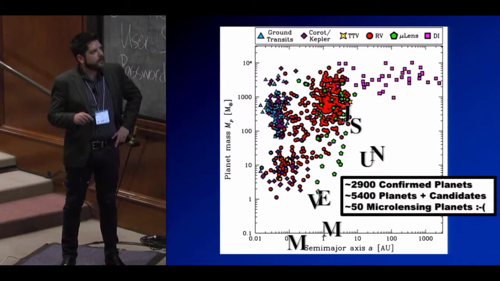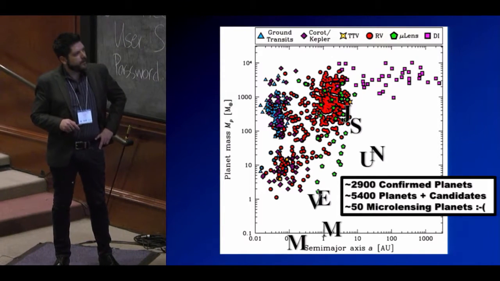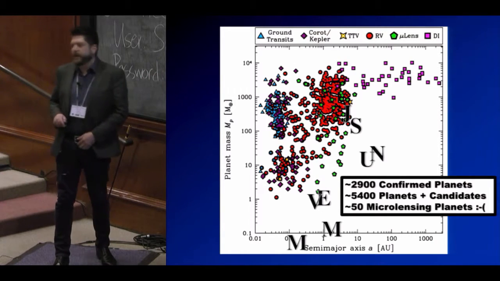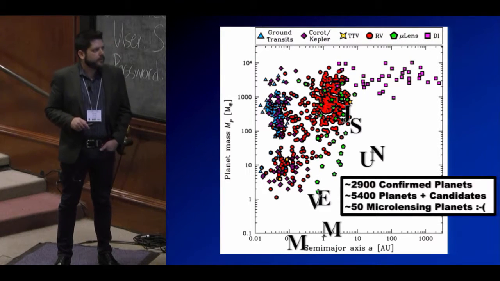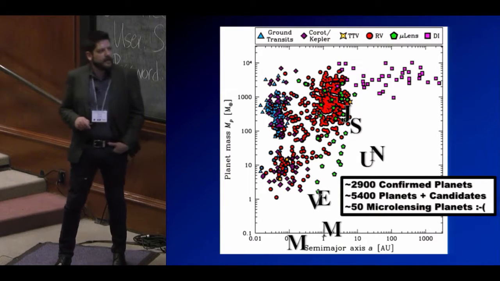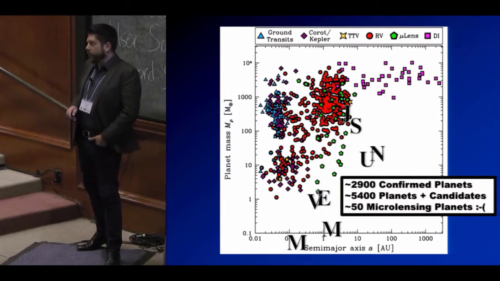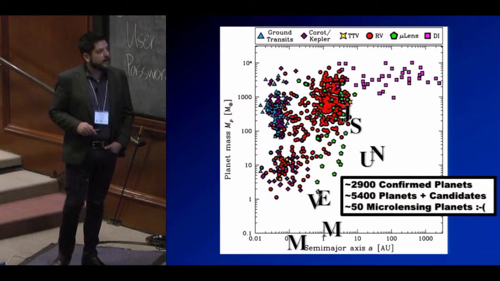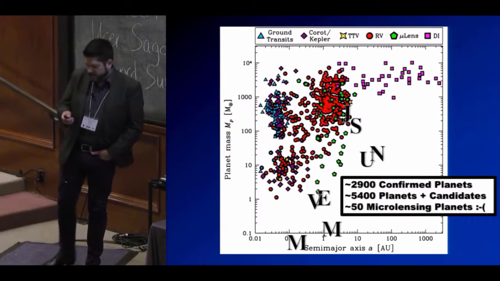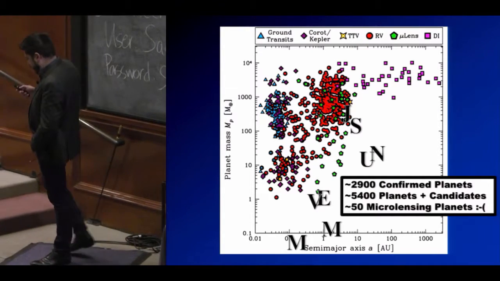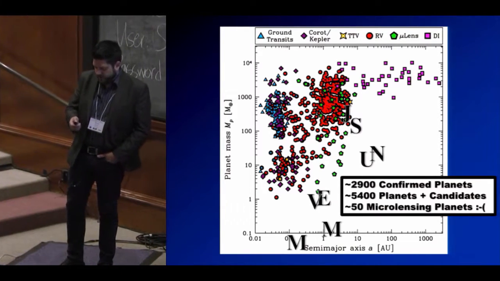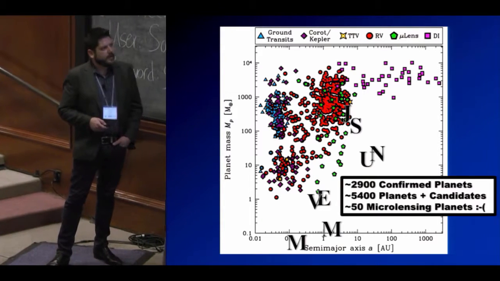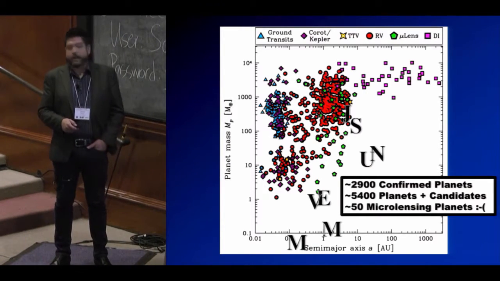And these points are color-coded by the discovery technique. As we know, we have lots of confirmed planets. I think this includes the Morton update, nearly 3,000 confirmed planets, mostly from Kepler. We have a total of roughly 5,400 candidates plus confirmed planets. And of that, there's a very small subset that are due to microlensing, only about 50. What I'm going to try to convince you of is that that is going to change very rapidly, and soon microlensing will be the premier method of finding planets in a statistical sense in the same way Kepler is today.